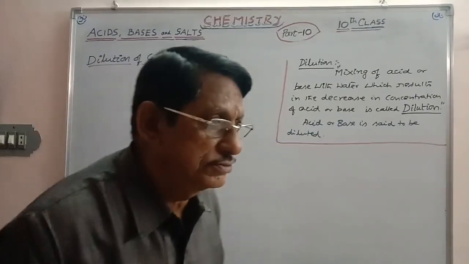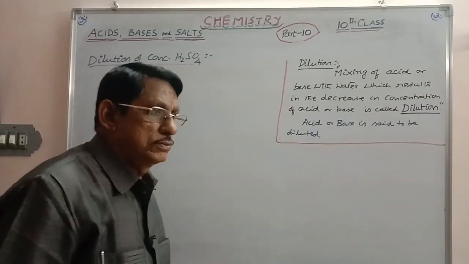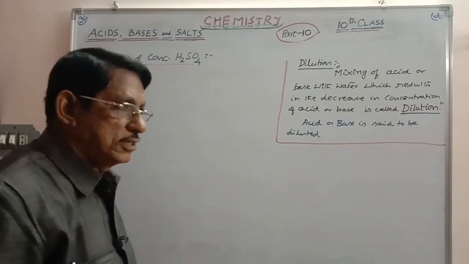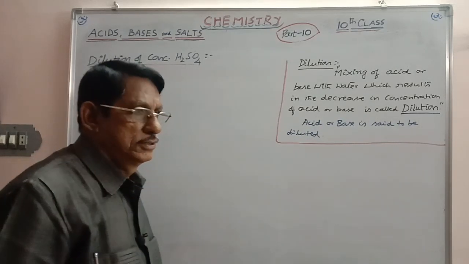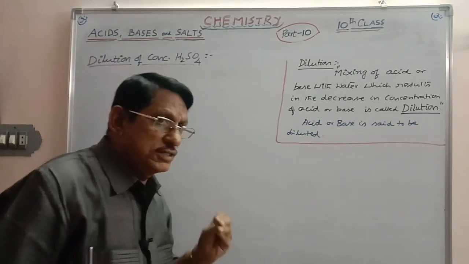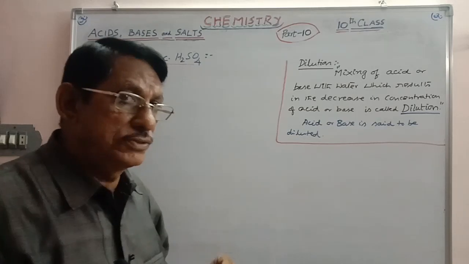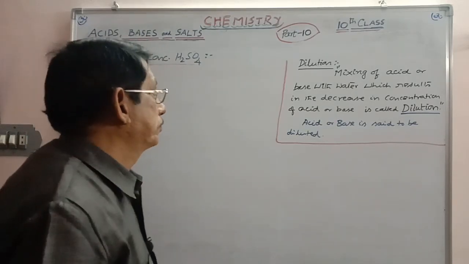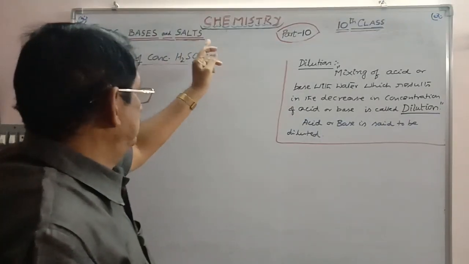In today's class, we will learn how to dilute a concentrated acid or concentrated base, and what precautions are to be taken while diluting a concentrated acid or concentrated base like NaOH. This is part number 10 of acids, bases and salts.